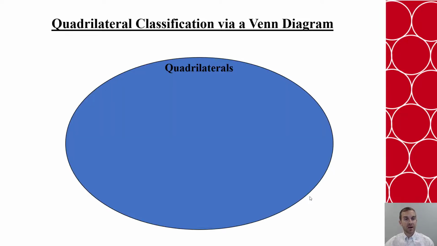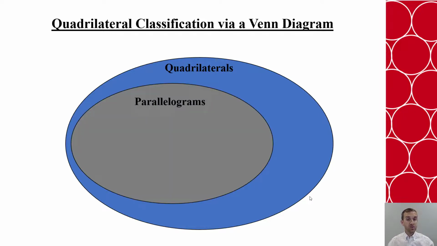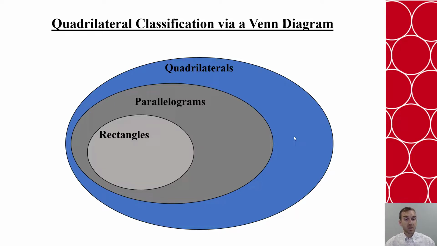Now when we classify, we can use the Venn diagram to help us recognize the relationships in the quadrilaterals. First and foremost, we have all quadrilaterals. Within that, we have a special group called parallelograms, and there's space on the outside because there's quadrilaterals that are not parallelograms. For example, there's trapezoids, there's concave quadrilaterals, there's other random shaped quadrilaterals that may exist. But then within parallelograms, there's a smaller group of rectangles. Again, there's parallelograms that are not rectangles, but all rectangles are parallelograms.